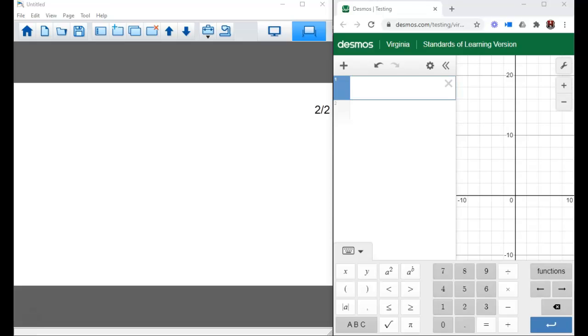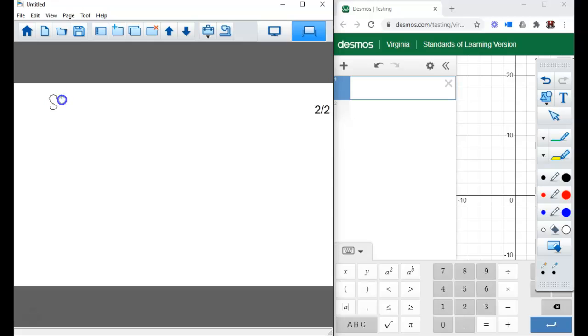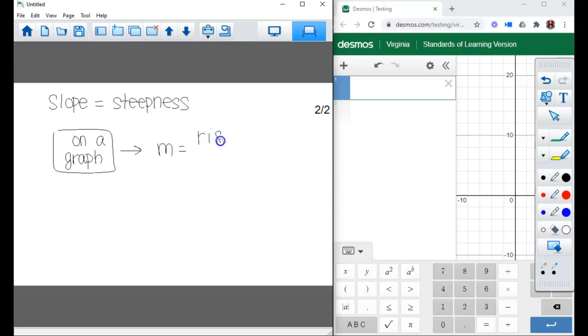All right, folks, so we have been working for the last couple of days on finding the slope of a line. And we have learned that slope is steepness, and we have learned that there's two ways to find slope. On a graph, we have learned to use m equals rise over run to find our slope.